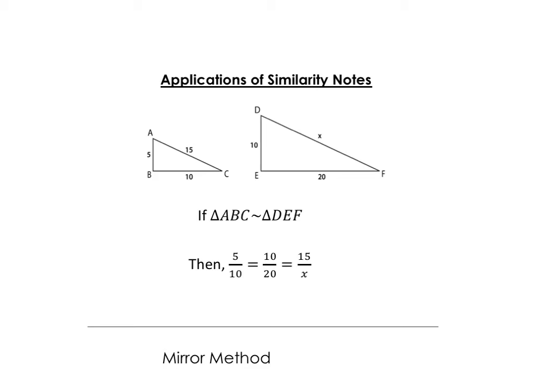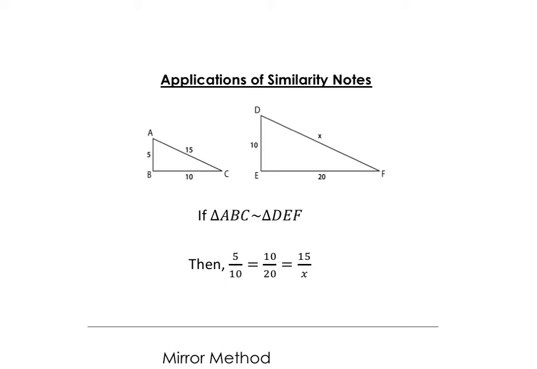So in this lesson, we're going to learn how to apply properties of similar triangles to solve for missing lengths. Looking at this example on the front, this is a really simple one. If we know that triangle ABC is similar to DEF, we know that the corresponding angles are all congruent. We also know that the ratios of sides are equal.